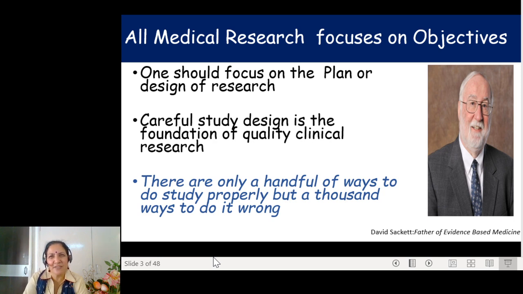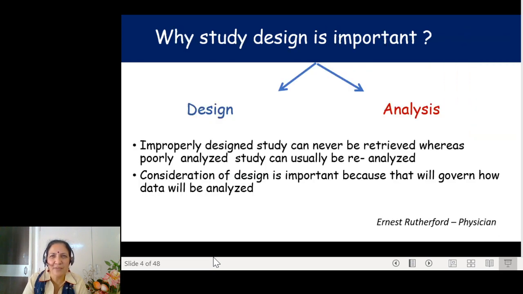All medical research focuses on objectives, and one should focus on the plan or design of research. Careful study design is the foundation of quality clinical research. And as David Sackett says, who is the father of evidence-based medicine, there are only a handful of ways to do a study properly, but 1,000 ways to do it wrong.